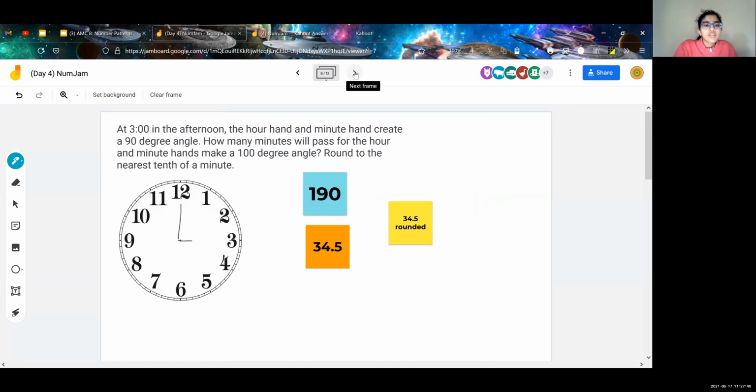Okay, so at 3 in the afternoon, the hour hand and minute hand create a 90-degree angle. How many minutes will pass for the hour and minute hand to make a 100-degree angle? Round to the nearest tenth of a minute. So currently it creates a 90-degree angle, and you want it to increase by 10 degrees, right? So we do 10 over 5.5, right? Oh wait, no, sorry.